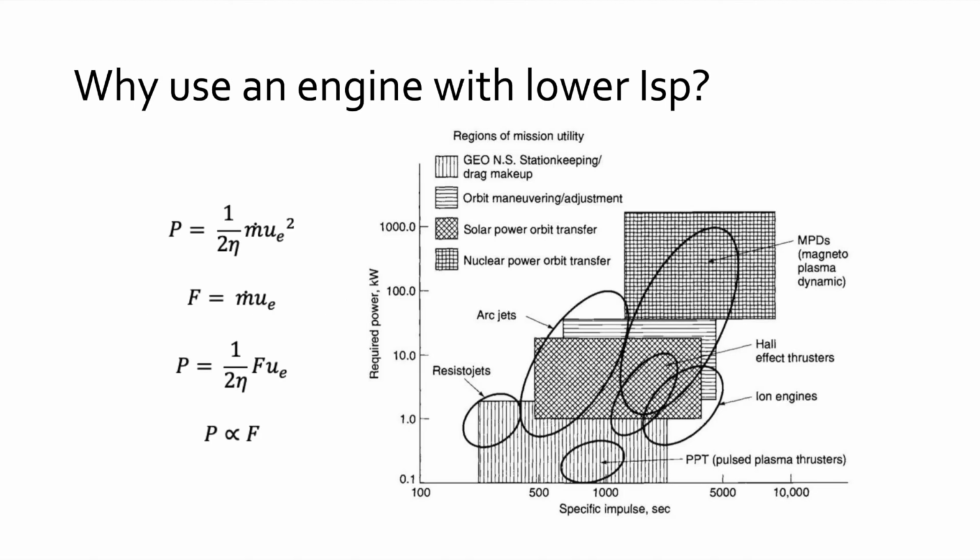Here are some ranges of required power versus ISP for different kinds of propulsion technologies, and what they're used for based on their performance parameters. Note that this graph expresses power versus ISP instead of thrust versus ISP. However, the relationship between power and thrust is displayed in the expressions to the left of the graph.